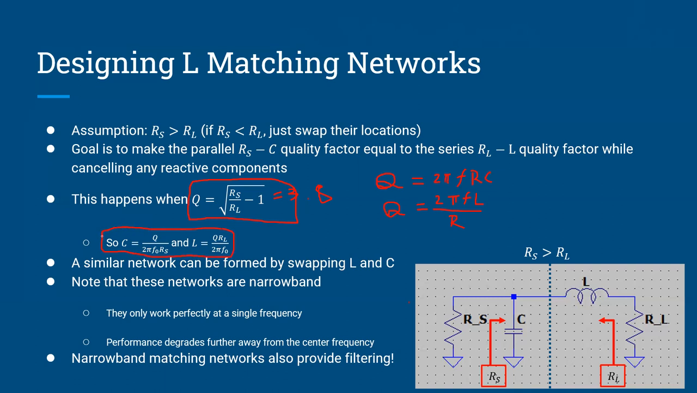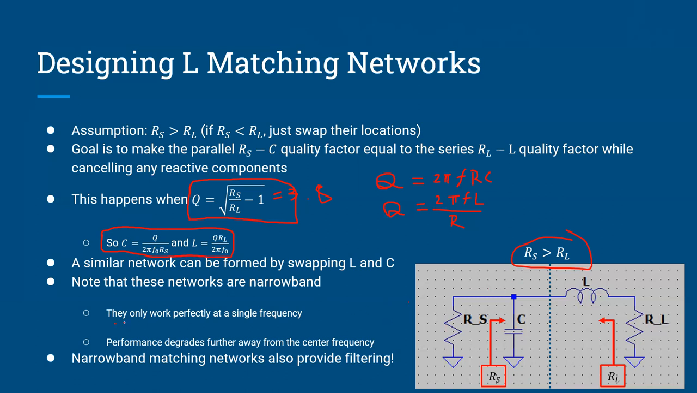And the assumption we made here is that RS is greater than RL. Can I write that here? But if it was the other way around, you would just swap the position of RL and RS and it would come out the same way. You can also use an inductor in place of this capacitor and a capacitor in place of this inductor. And if you perform a similar operation, you would get similar equations and it would work out just fine.